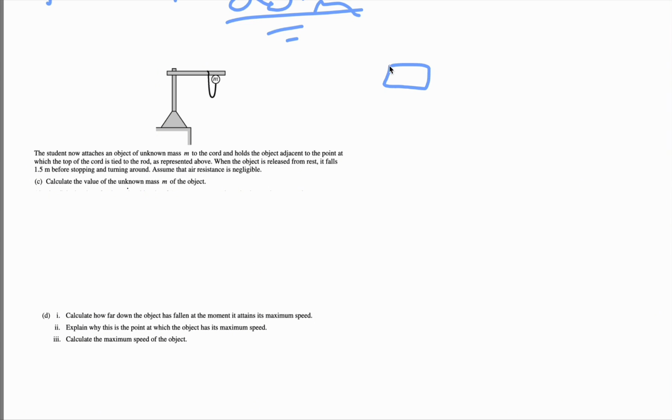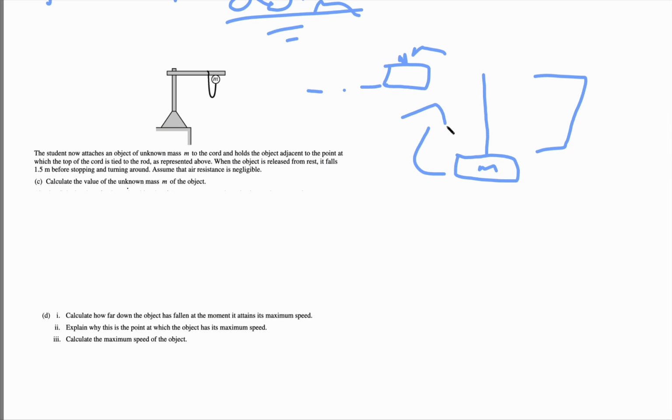So, we have an object starting up here. And, of course, just imagine the cord. It falls down 1.5 meters until its velocity is 0. Let me make my m's clearer. Sorry, guys. And now it's at the very bottom, where it'll turn back around.